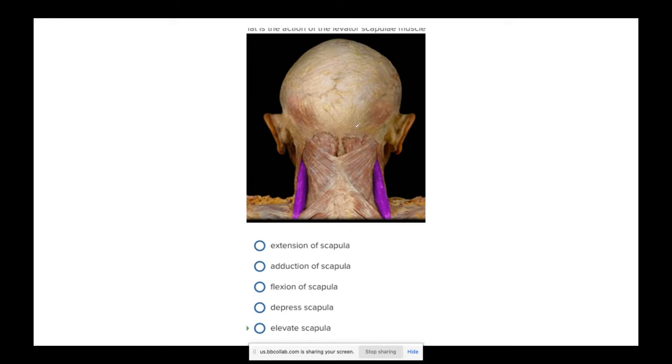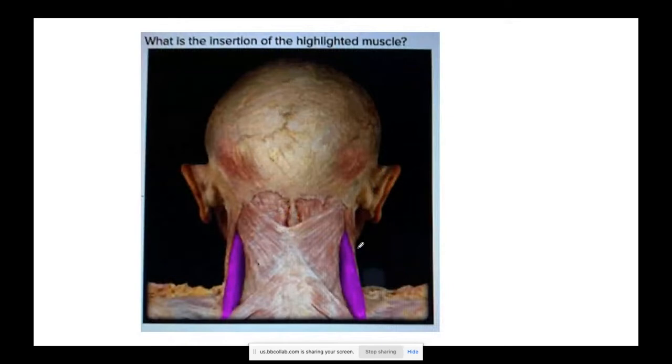Okay, so what will the levator scapula do? Remember elevator? Well, last choice, elevate the scapula. Can't depress the scapula. That's going to be the lower fibers of the trapezius. Adduction of the scapula, that means bringing your scapula or the medial borders closer to the spine. Well, that's going to be your rhomboids and your middle fibers of the traps. Flexion of the scapula, there's no such thing as flexion of the scapula and extension of the scapula. It doesn't flex if it doesn't extend. So it elevates the scapula.